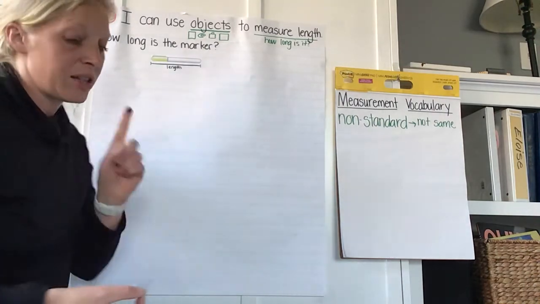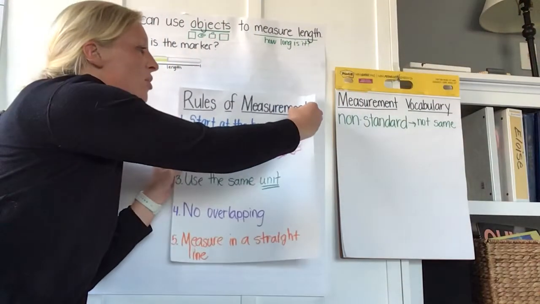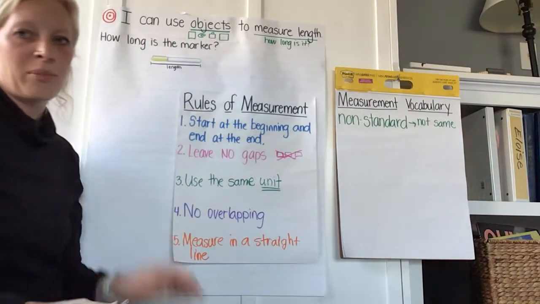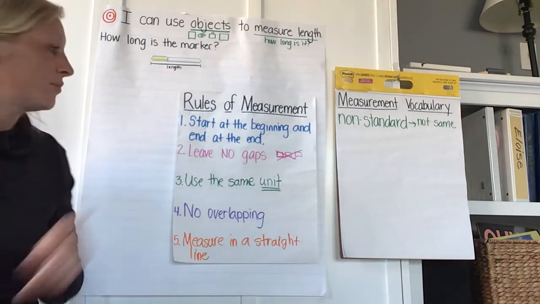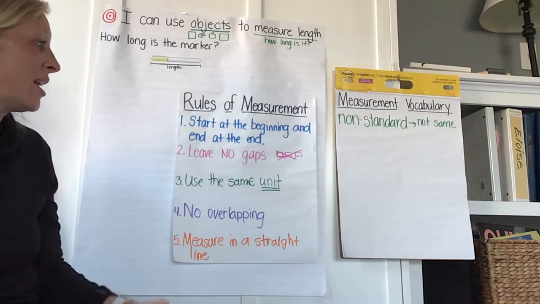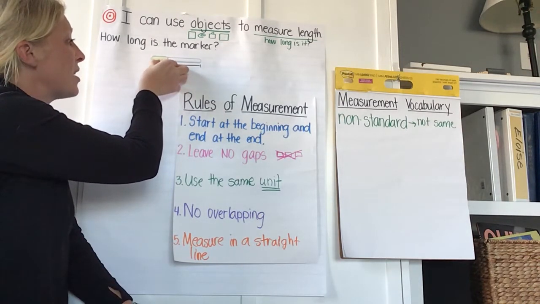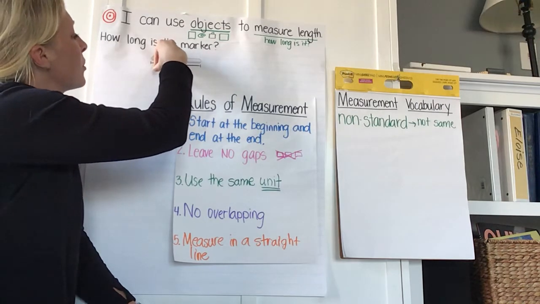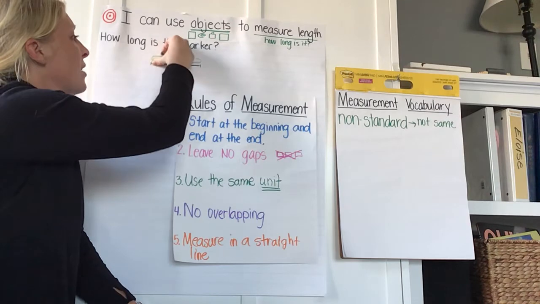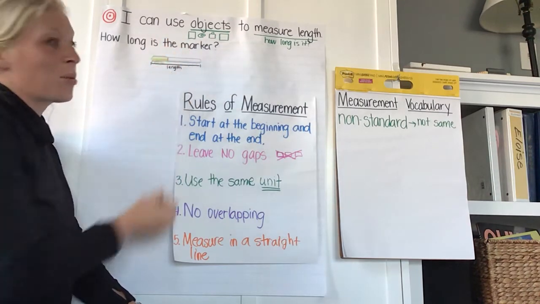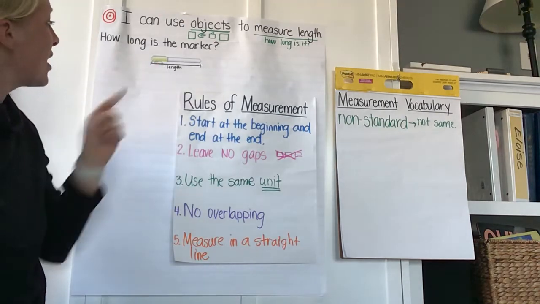Now, where do I need to start this paper clip? Let's go back and think about how we can use our rules of measurement to help us. What do I need to do first, friends? I need to start at the beginning and I need to end at the end. So I'm going to start at the beginning of my paper clip. And guys, if you see me having a hard time, keep that in mind for the question I'm going to be asking you after we're done. Can you see my little paper clip up there? I started at the start.